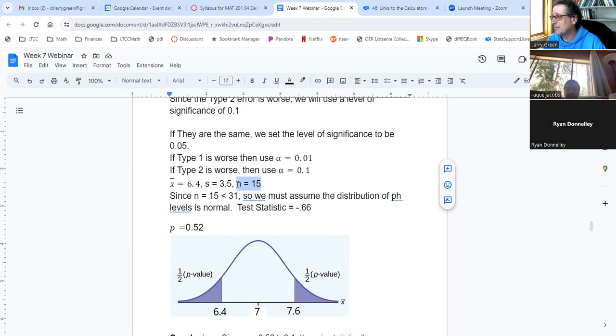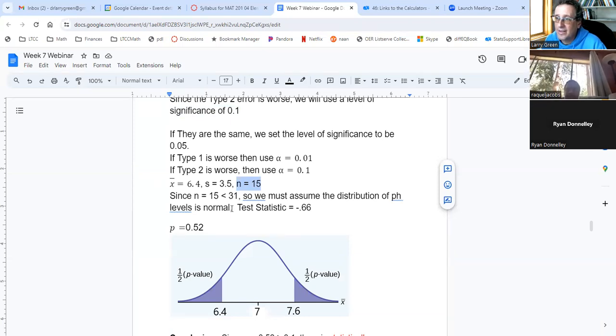You should worry a bit about the sample size. That means we must assume the distribution of pH levels is normal, which is probably a terrible assumption. But again, maybe you can only get so many volunteers, or maybe there's only so many creeks to test. Does that make sense?